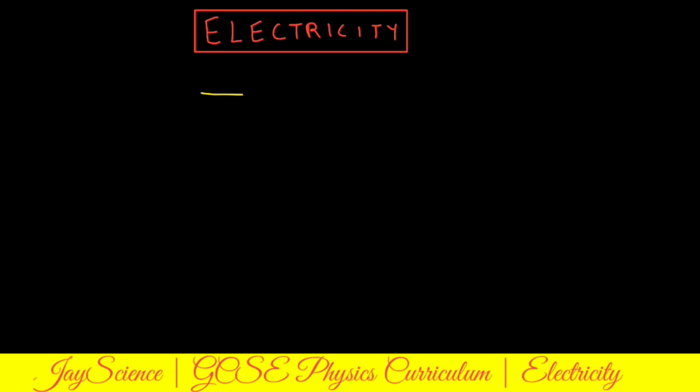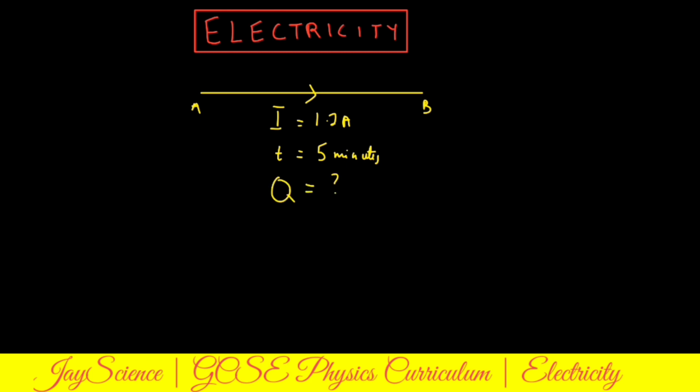Let's say we have a wire now, and then a current of 1.2 amps flows through the wire for 5 minutes. Now, how do we determine the amount of charge that has moved through that wire in 5 minutes? And the quantity of charge is Q. That's what we need right here.